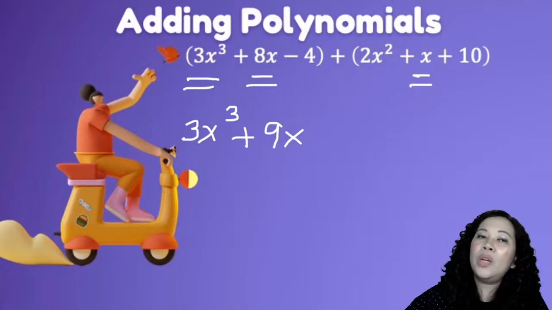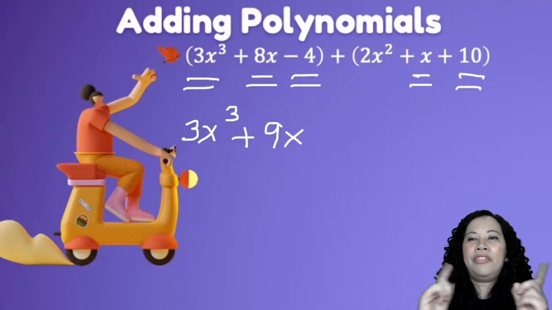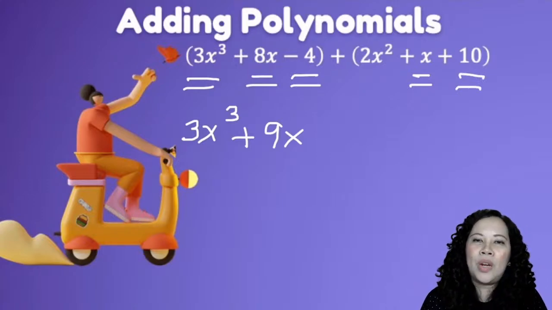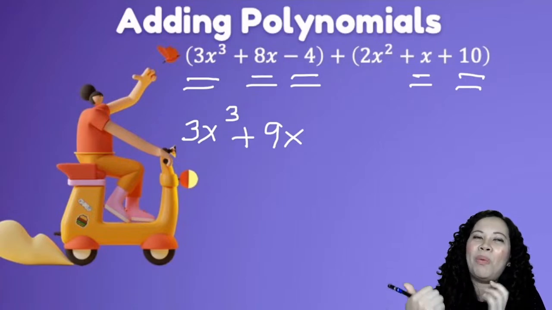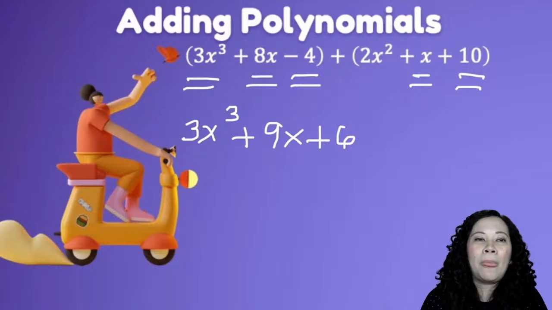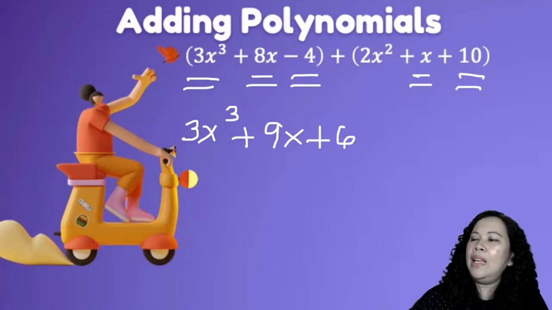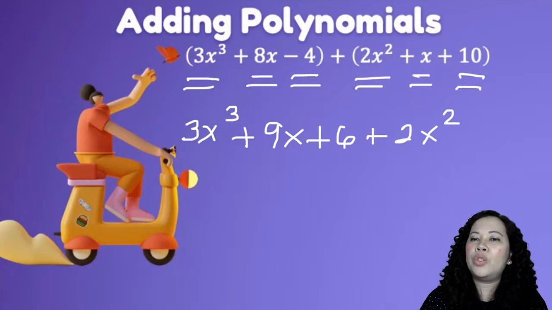Okay. Next one will be negative 4 and positive 10. Different signs, we will subtract. So negative 4 plus 10, we subtract 4 from 10, that will be 6. So since 10 has the higher value and it is positive, therefore it's plus 6. Okay? And then we have another value on the other side, which is 2x squared. Since there's no other 2x squared, all we need to do is copy.